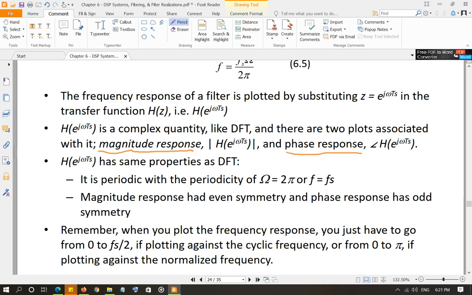Magnitude response is going to tell you if it's a low pass, high pass, band pass, or band stop filter, and phase response is going to tell you basically whether the phase is linear or non-linear in the band, whatever the filter pass band is.